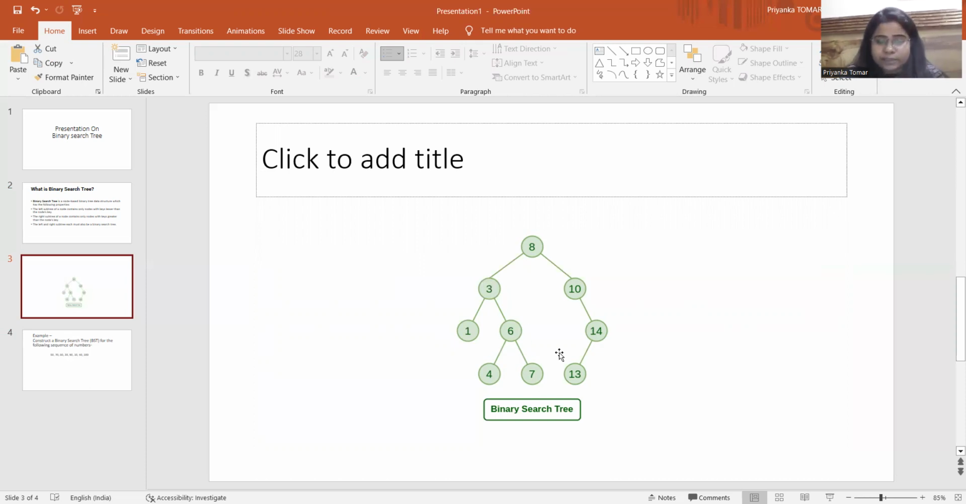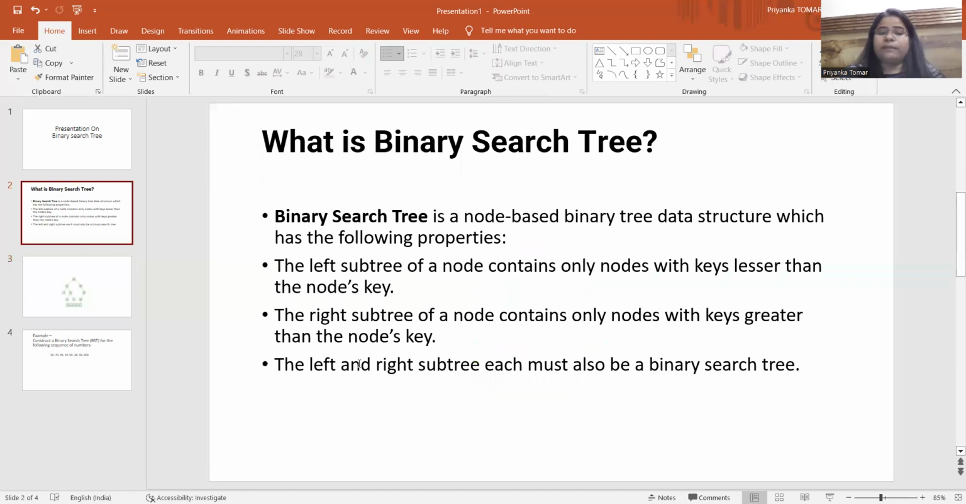So again, in this subtree also, in the 6, 4, 7 tree, 4 is the left child of 6 and 7 is the right child of 6. So we can say that 4 is less than 6, 7 is greater than 6. So it is also following the property of binary search tree, that is, left and right subtree each must also be a binary search tree.